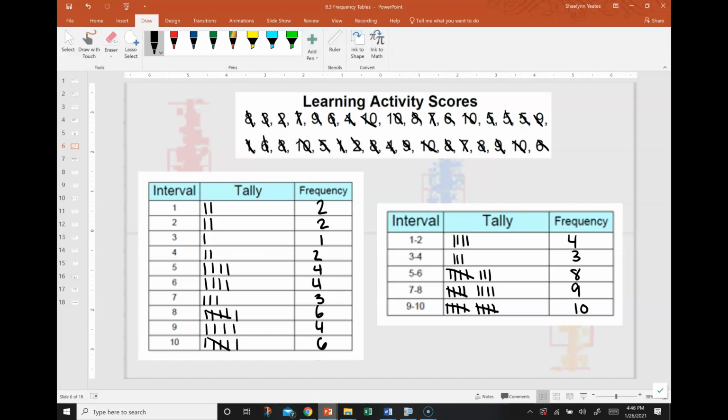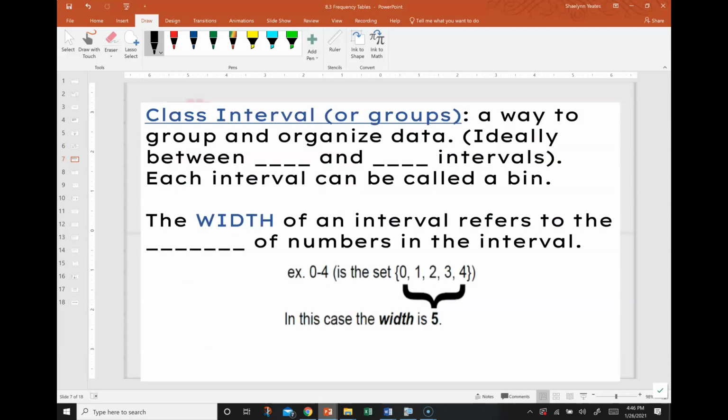So we notice that it's closer to the top half, so people are getting better scores than poorer scores, and it's actually easier to see that when we have our interval a little bit wider than 1. So class interval or groups is a way to group and organize data, ideally between 5 and 7 intervals. Each interval can be called a bin. The width of an interval refers to the number of numbers in the interval.